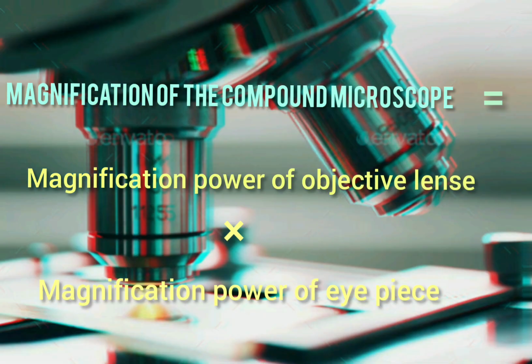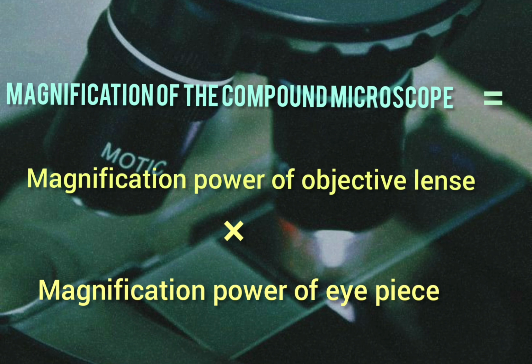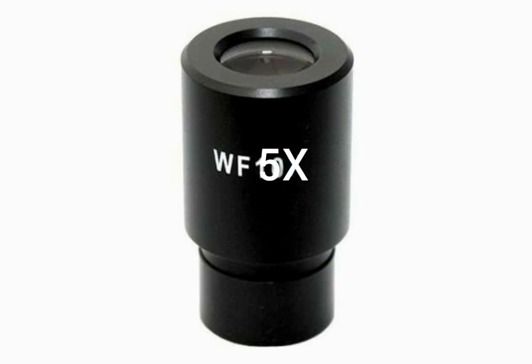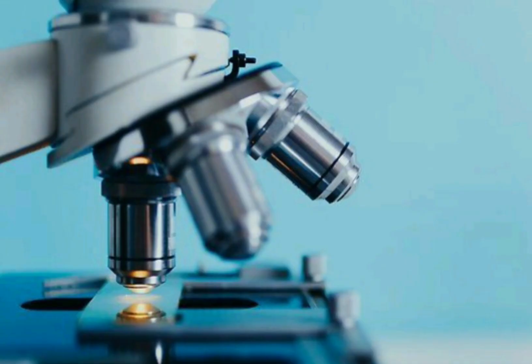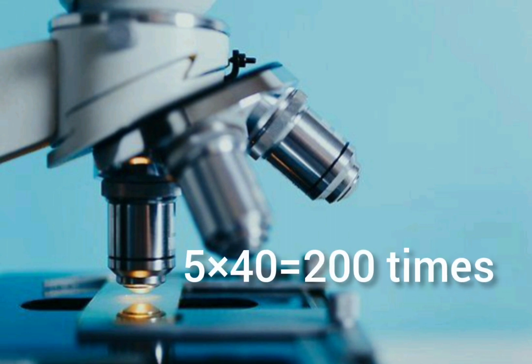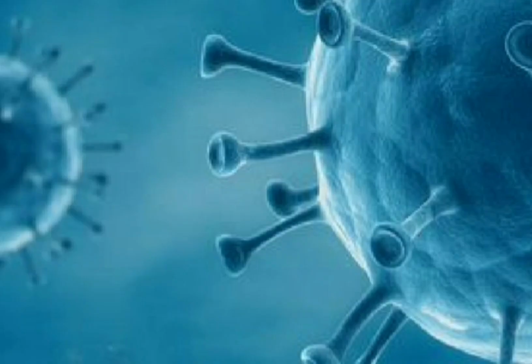Now, magnification of the compound microscope is determined by multiplying the magnification power of the objective lens with the magnification power of the eyepiece or ocular lens. Now, suppose the eyepiece is 5x and the objective lens is 40x. So, what is the magnification? That is 5 into 40, that is 200 times. So, here we see that the magnification is 200 times more than the original structure of the particular organism or whatever we are viewing.